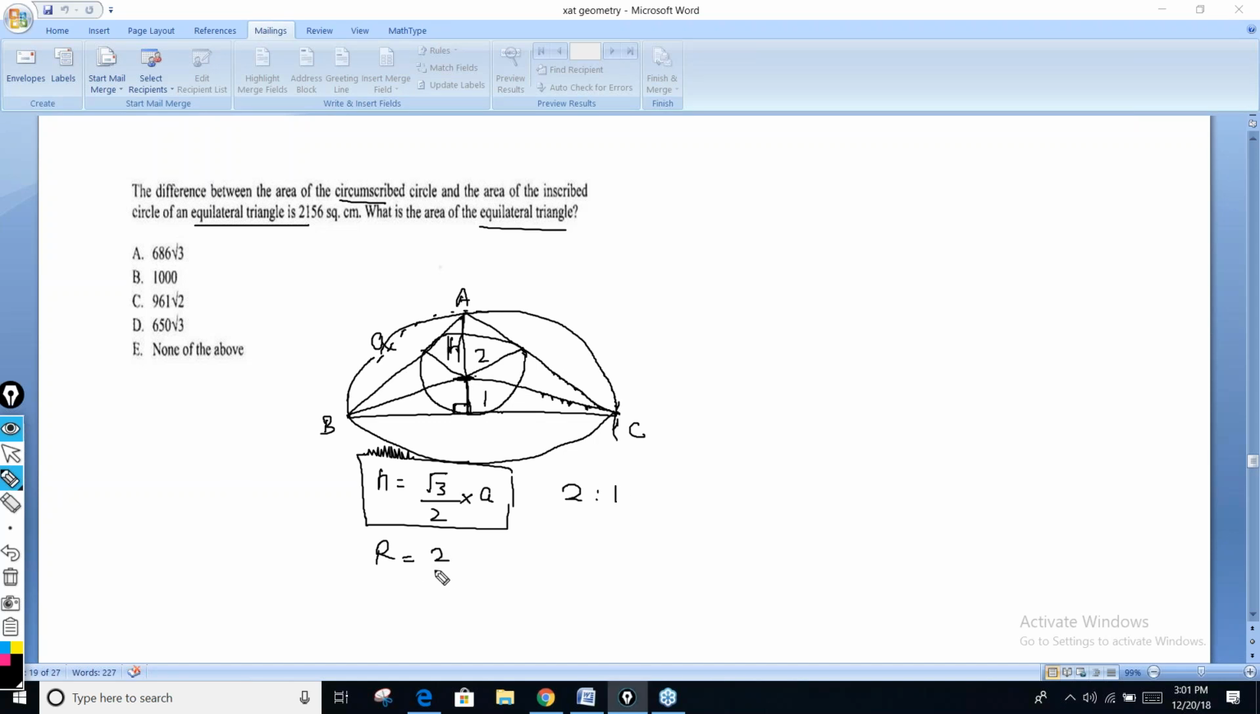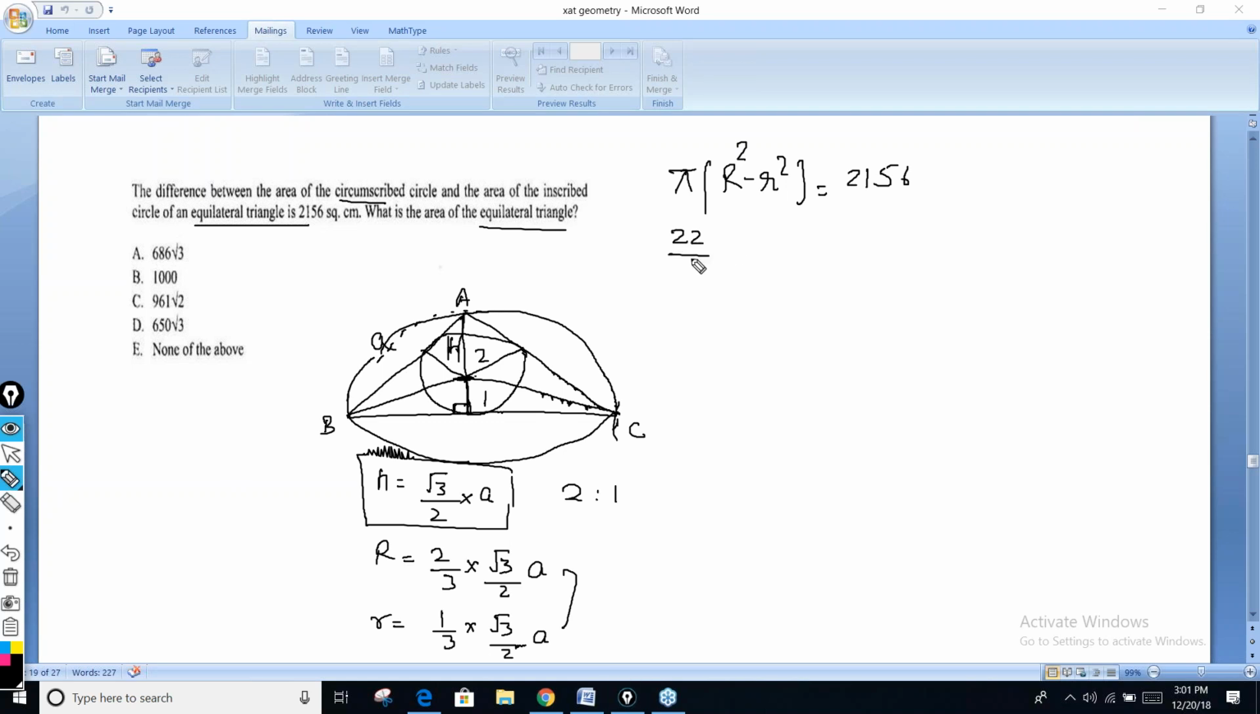So the circumradius will be 2/3 of this height and the inradius will be 1/3 of this height. That is the inradius, that is the circumradius. The difference is given: pi R square minus pi r square is 2156. Simplifying, R is a by root 3 and r is a by 2 root 3. Again, root 3 will cancel out.